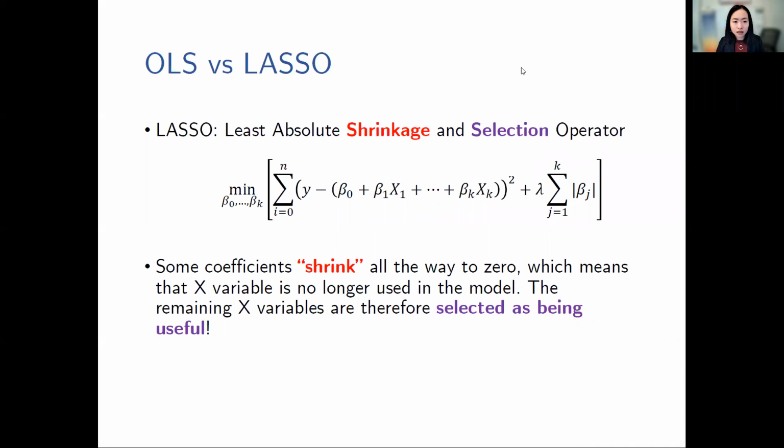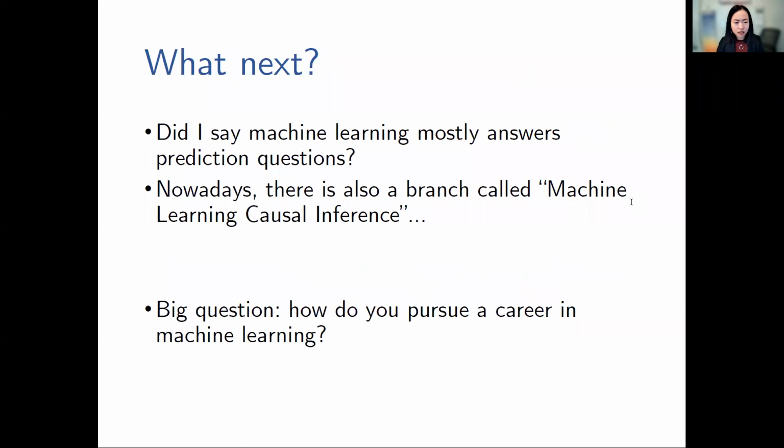All right. I think that's it. What next? Did I say machine learning mostly answers prediction questions? There are some people using machine learning to answer causal questions, but I'm not gonna cover it right now because it's just a very small bunch of people in the industry. The big question is, how do you pursue a career in machine learning if you're interested in all of the things that I just mentioned?